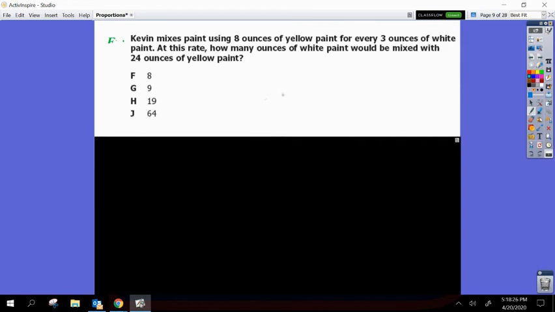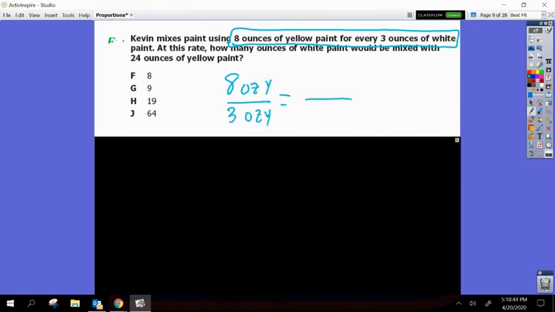Let's set up my proportion. There are two numbers that are automatically connected. In this case, it's right in this sentence. 8 ounces of yellow for 3 ounces of white. So 8 ounces of yellow for 3 ounces of white. Now, I quickly made this decision. I could have asked you, but I quickly made the decision to put 8 ounces on the top and 3 ounces on the bottom. There's a third piece of information, 24 ounces of yellow.